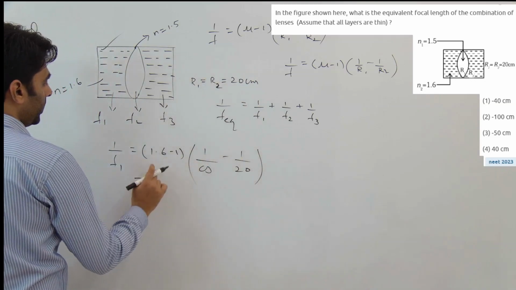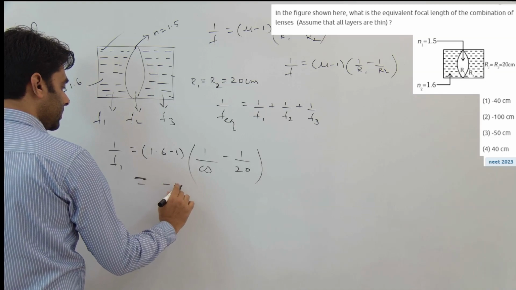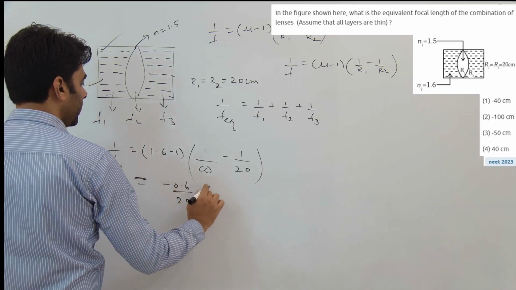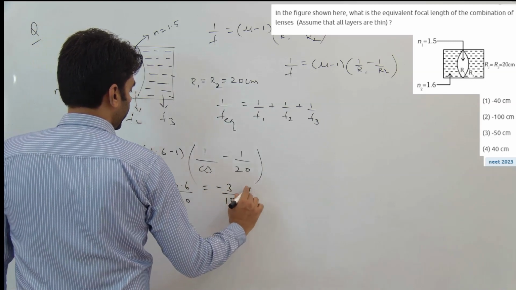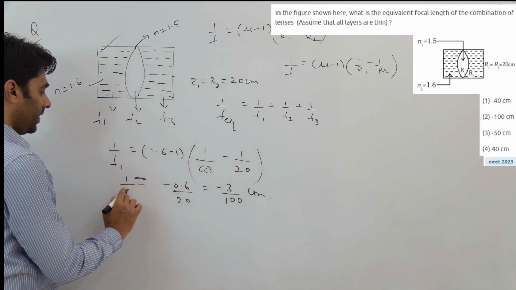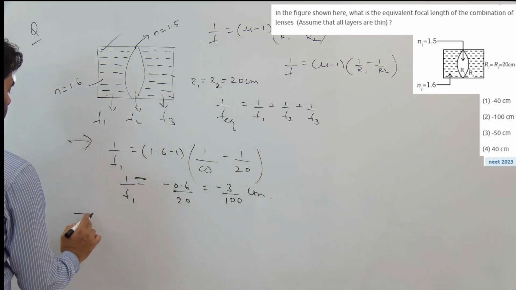How much are we getting over here? This is 1.6 minus 1, that is 0.6. So minus 0.6 by 20, which we will be getting over here as minus 3 by 100 centimeter. Fine. 1 by f1 value we got as minus 3 by 100. Let us calculate. So this is my f1.